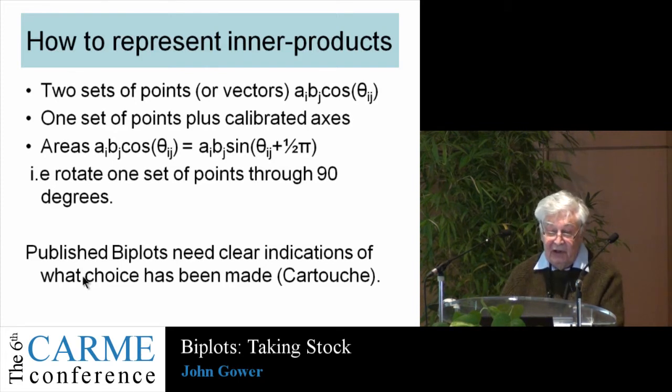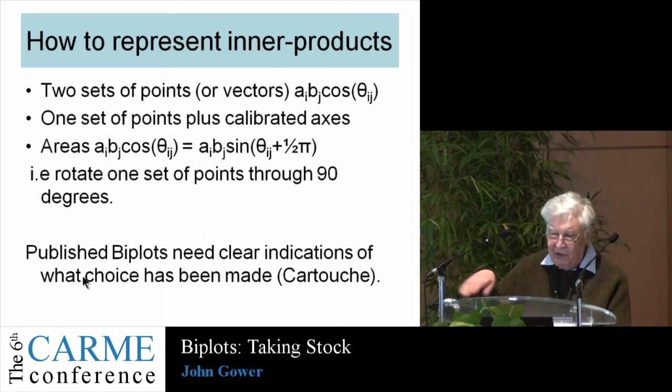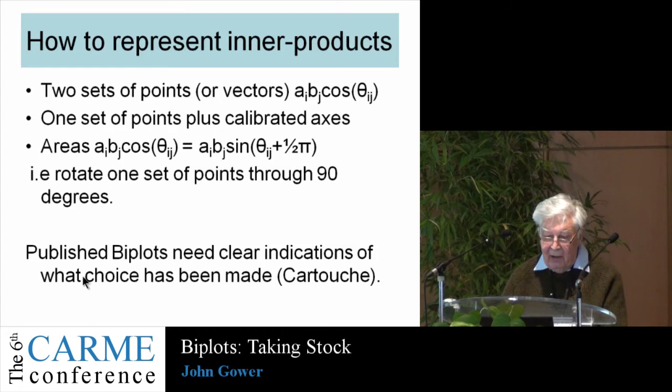How do we present inner products? Right, even if inner products are one of our interpretive methods, there are many ways you can present an inner product. 2 sets of points, or vectors if you prefer, and you work out AB cos theta. You all know about this. And of course you can do it by projecting A onto the B direction, that's A cos theta times B, and you work it all out. You can have 1 set of points as a calibrated axis, which is what I like. But I admit it doesn't always work if you have a lot of axes. You can do it in terms of areas because AB cos theta is also AB sine of theta plus a half pi, and that is an area.